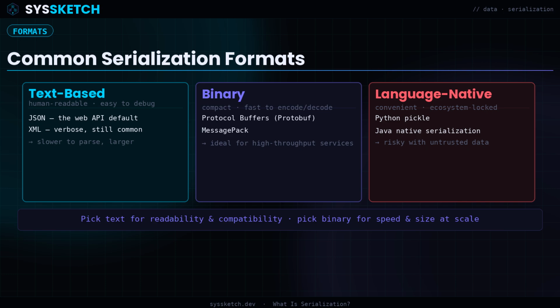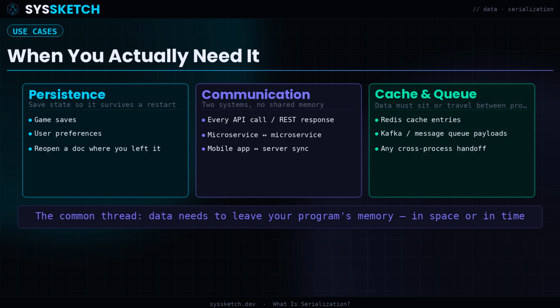So when does serialization actually show up? Three places constantly. First, persistence, saving application state to disk so it survives a restart: game saves, user preferences, a document your editor reopens exactly where you left it. Second, communication. Anytime two systems that don't share memory need to exchange data, which is essentially every API call, every microservice talking to another microservice, every mobile app syncing with a server. The object has to leave one process and arrive intact in another.